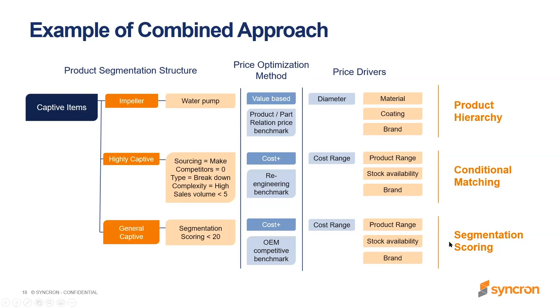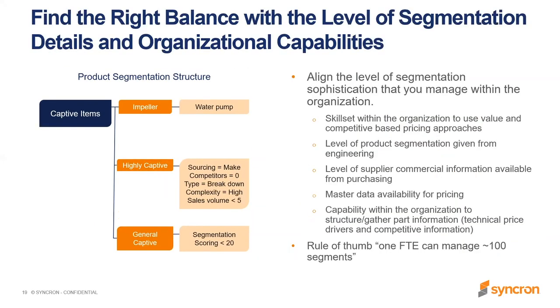And some segmentation scoring approaches where we have a lot less information and we need to be a lot more broad in our sense to be efficient. The reason why we do this is, of course, to balance the level of segmentation detail and the organizational capabilities. From the organization's point of view, we really need to understand: do we have the capability within the group to define whether it is impellers and water pumps, and what the drivers there are? Really understanding the capability that we have.